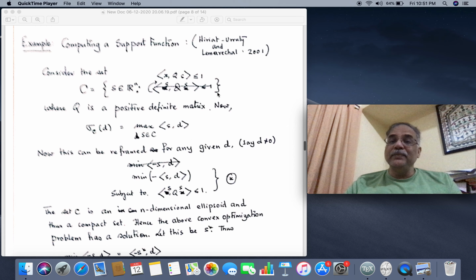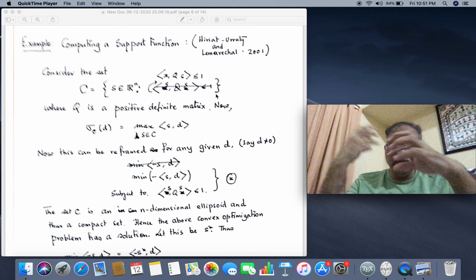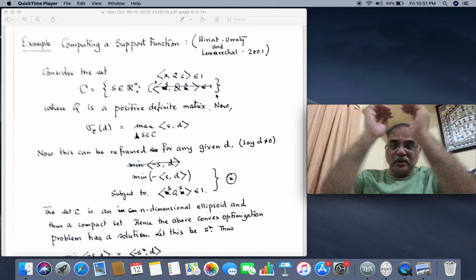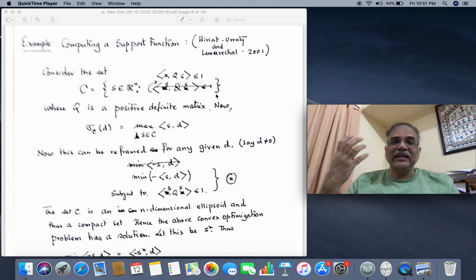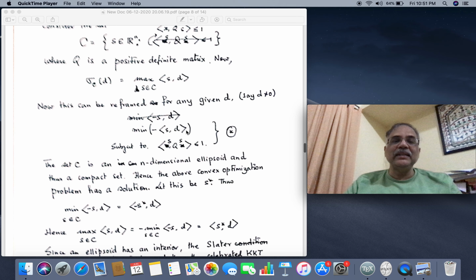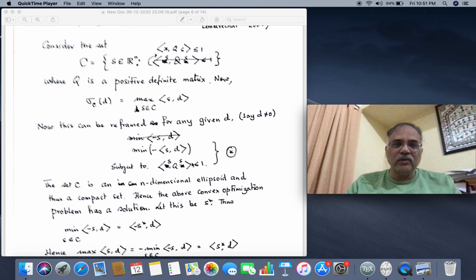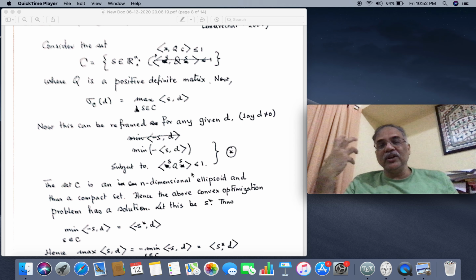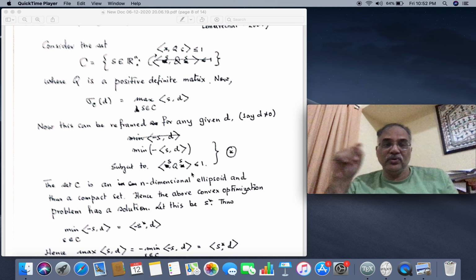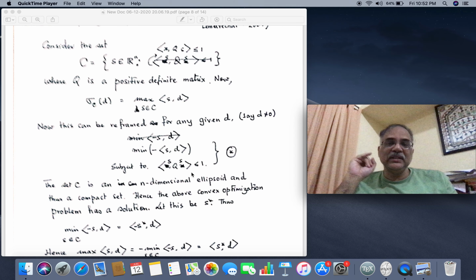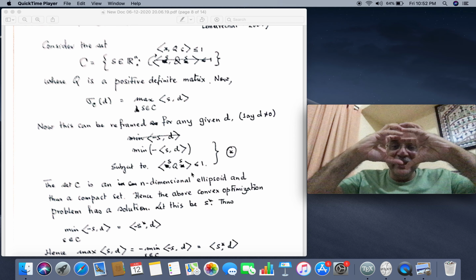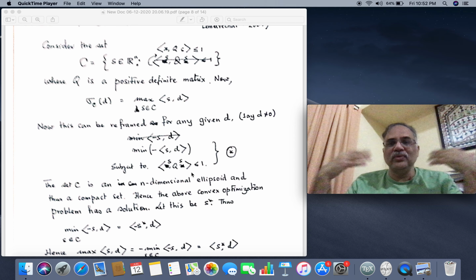Please understand that an ellipsoid, by its very definition, means everything in the ellipse: the cover, the boundary, and everything inside it. That's a compact set. So for every d, this is finite. So this problem has a solution. And because the ellipsoid has an interior, and because s^T Q s is a convex function if Q is positive semi-definite, so Q is positive definite here, this is the convex function s^T Q s minus 1 less than or equal to 0, g1(s). Now the Slater condition holds here because any ellipsoid will have an interior. So the Slater condition will hold.